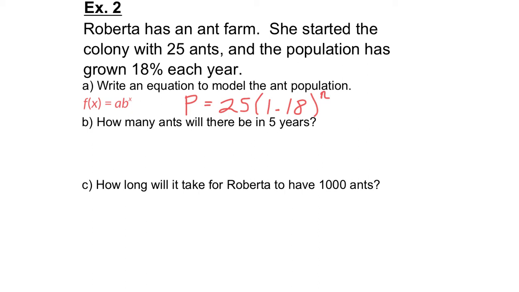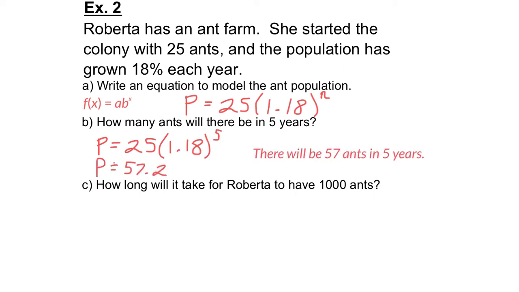So I have my equation, and I substitute n equals 5, and then I can plug that into my calculator. When I do that, I get an answer rounded to approximately 57.2. Now, since I'm dealing with number of ants, I'm not going to have 57.2 ants. That doesn't make any sense. So I need to round this to a whole number. So I'll say there will be about 57 ants in 5 years.